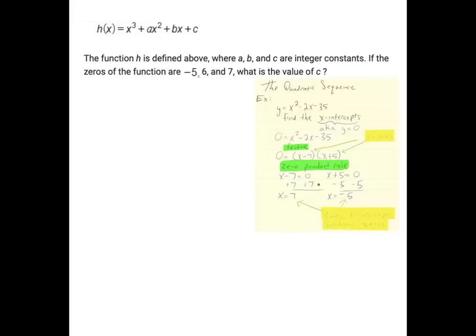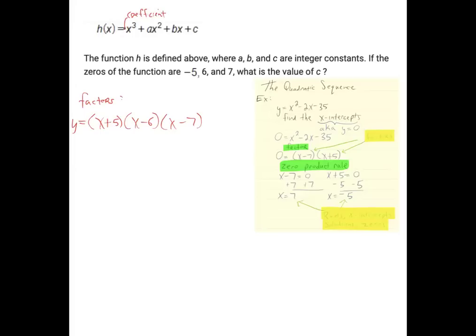So what's the point of all this? If we know the zeros of something, then we also know the factors. The factors, according to the zeros being -5, 6, and 7, are going to be x plus 5, x minus 6, and x minus 7. Now, the only thing that could go wrong if we say, well, that's our function, is if there were a coefficient right here in front of the first term.